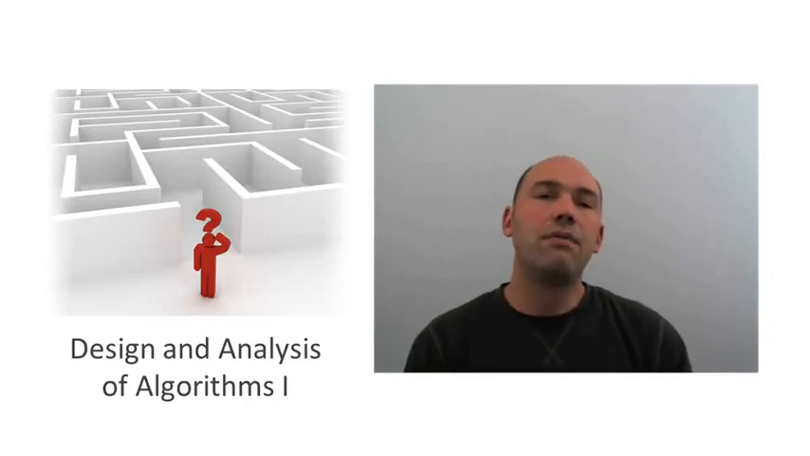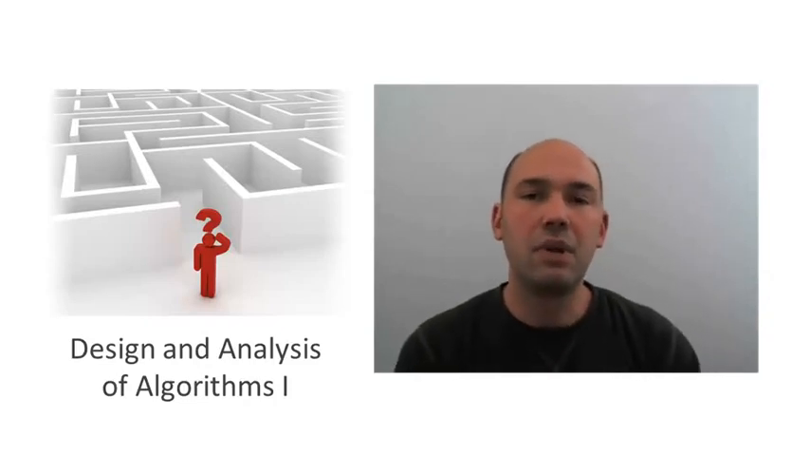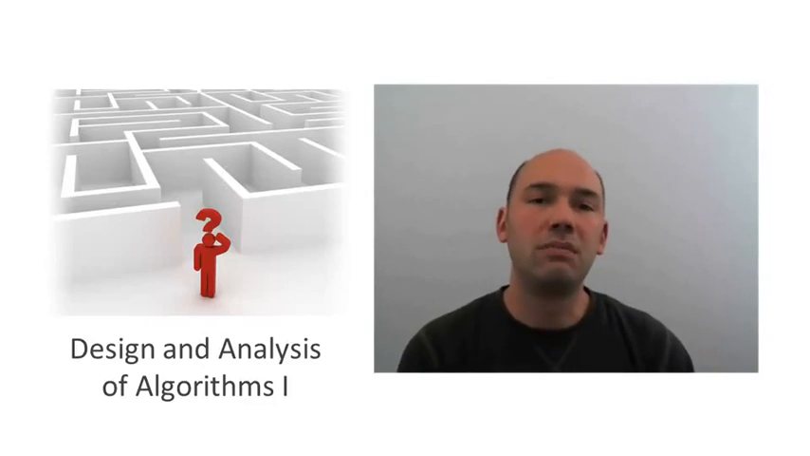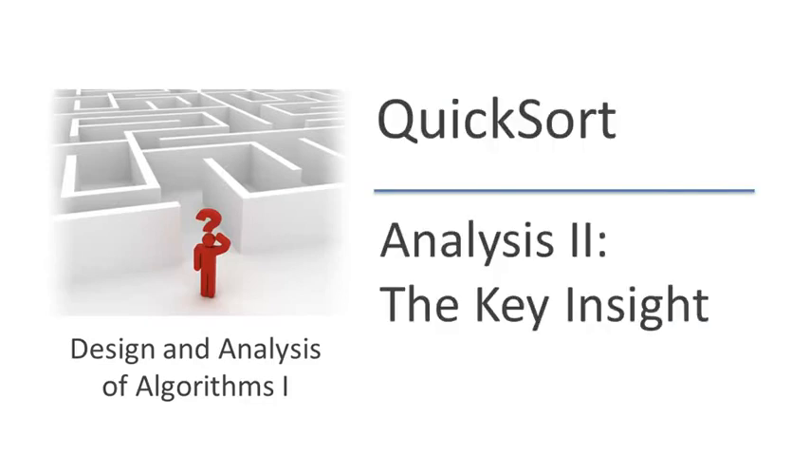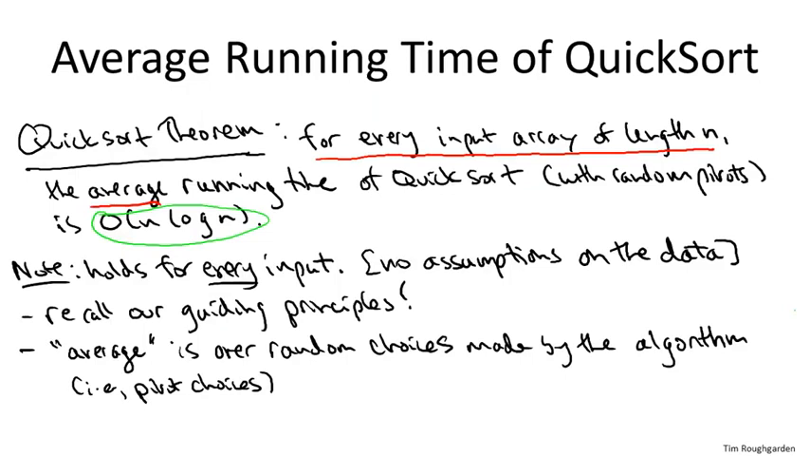This is the second video of 3 in which we prove that the average running time of randomized quicksort is big O of n log n. So to remind you of the formal statement, we're thinking about quicksort where we implement the choose pivot subroutine to always choose a pivot uniformly at random from the subarray that it gets passed.